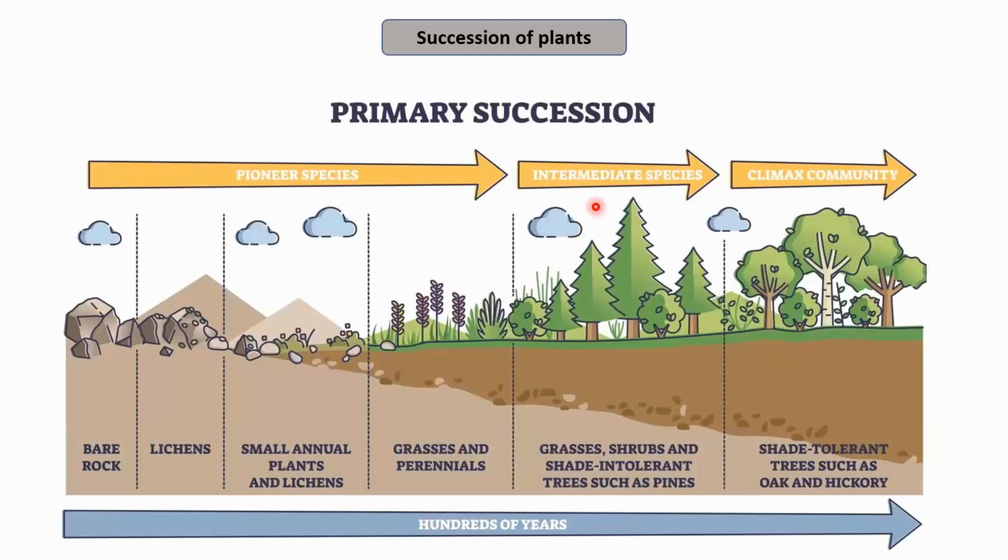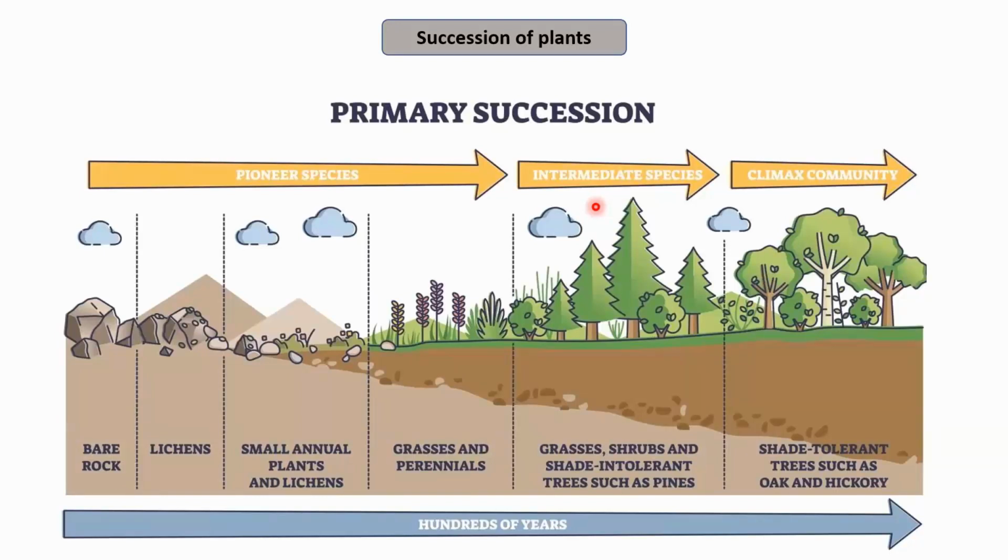When the soil is formed, small annual plants and lichens start growing there. Ultimately, the grasses and perennials grow. Then the grasses, shrubs, and shade-intolerant trees such as pines grow, which are the intermediate species. Ultimately, we have a climax community where we have shade-tolerant trees such as oak and hemlock. So ultimately, it leads to the formation of a forest.